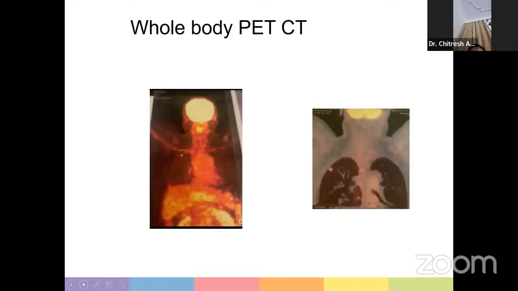So this was the whole body PET scan, and as far as I see, the uptake is only seen on that peripheral lesion. Moving on to the next slide.